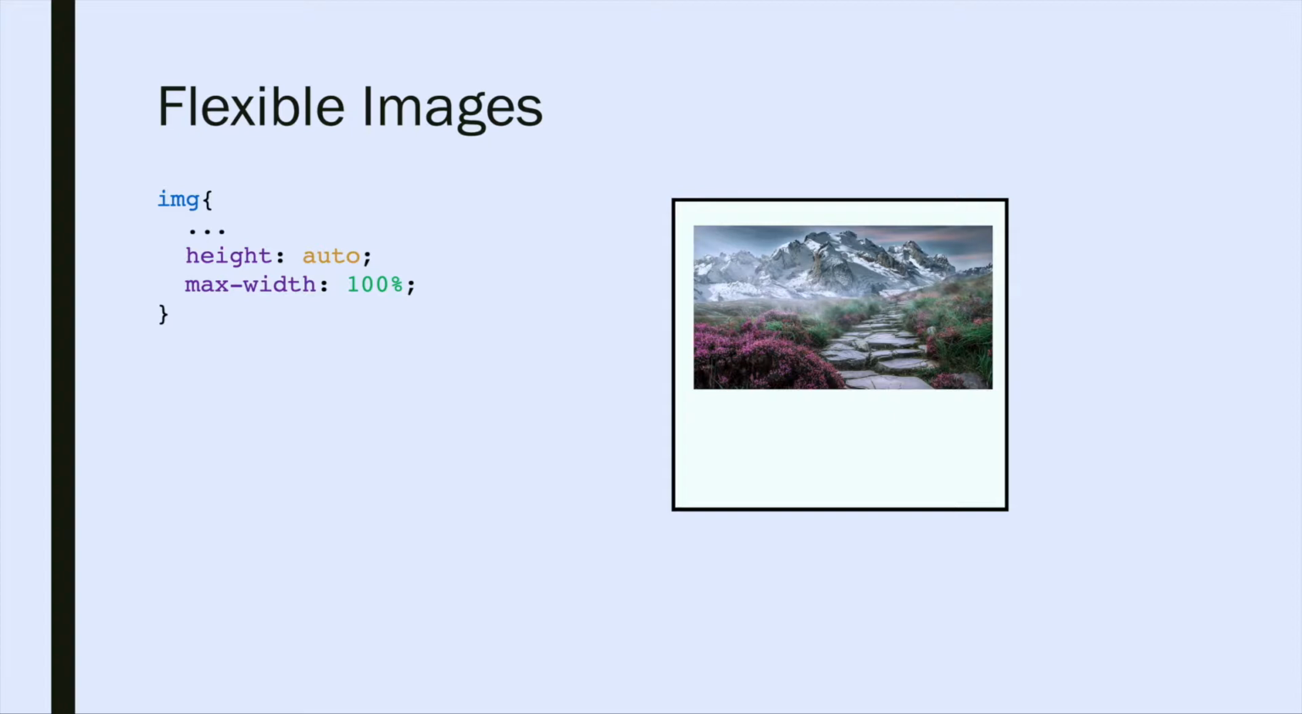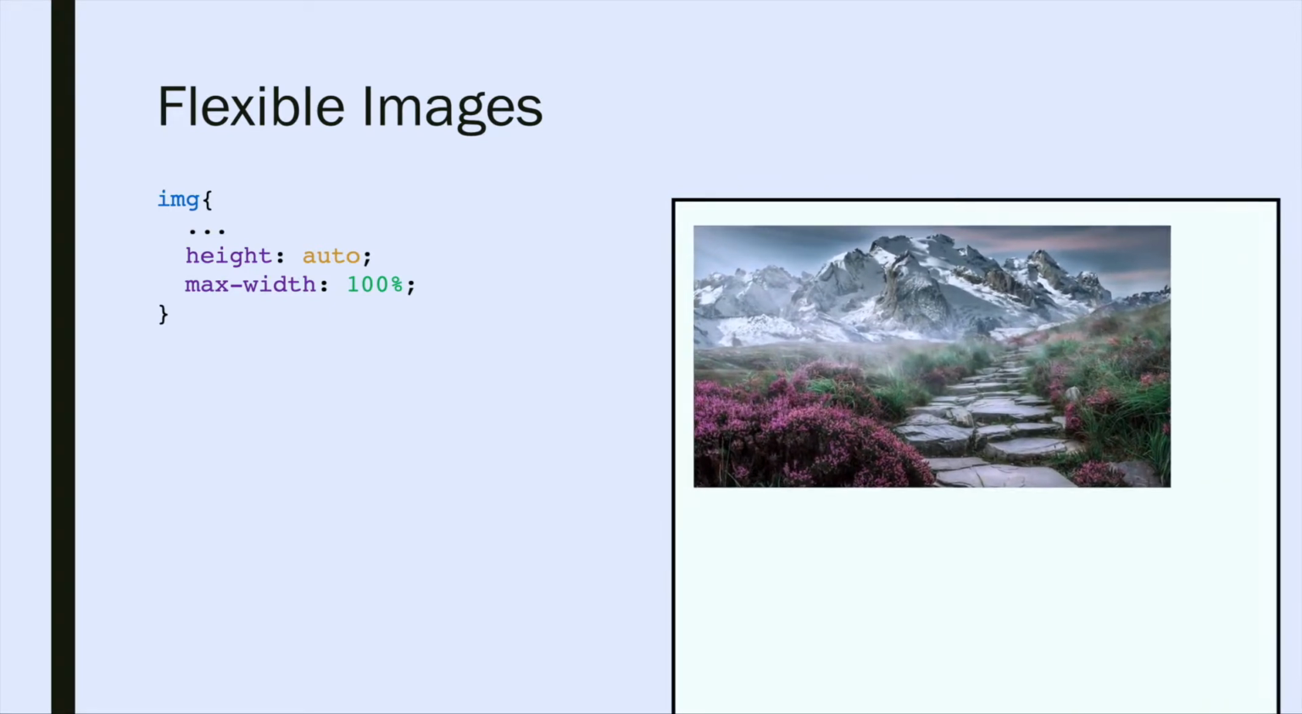However, if you increase the browser space or the parent element, so that the image has the space to be displayed larger than the image is, the image will only be displayed at 100% of its actual size and it will not go beyond that. Hence the max-width of 100%.